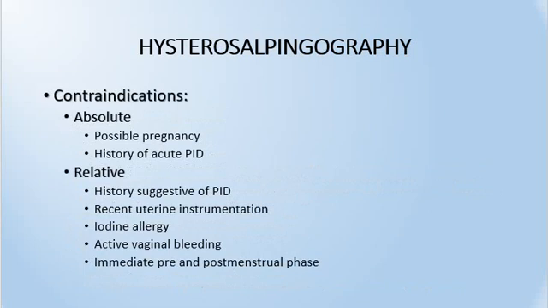And what are the contraindications of hysterosalpingography? They can be absolute or relative. Absolute contraindications are possibility of pregnancy and history of acute pelvic inflammatory disease. Relative contraindications include history suggestive of pelvic inflammatory disease, recent uterine instrumentation like D&C or dilatation of cervix, iodine allergy, active vaginal bleeding, and the immediate pre-menstrual and post-menstrual phases.